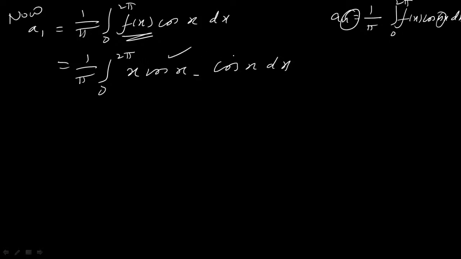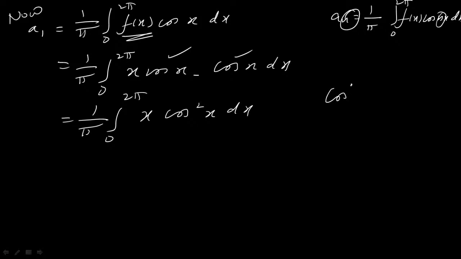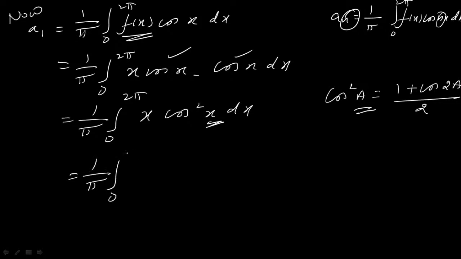What happens? Cos x product cos x is nothing but cos square x, isn't it? 0 to 2 pi x cos square x dx. You know the formula for cos square a. Cos square a is equal to (1 plus cos 2a) divided by 2. Instead of a, here you have x, right? So that is equal to 1 by pi integral 0 to 2 pi x, where you have cos square x.